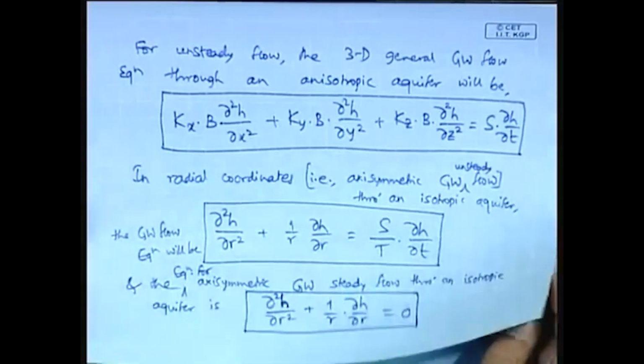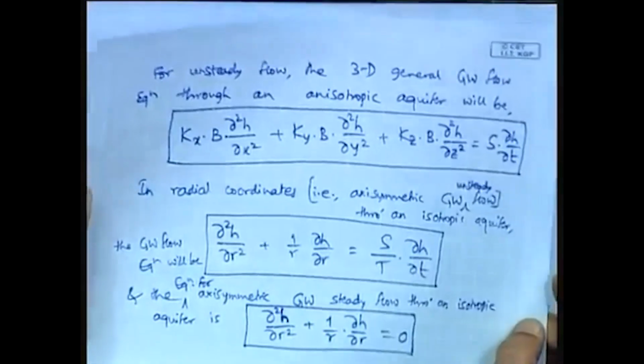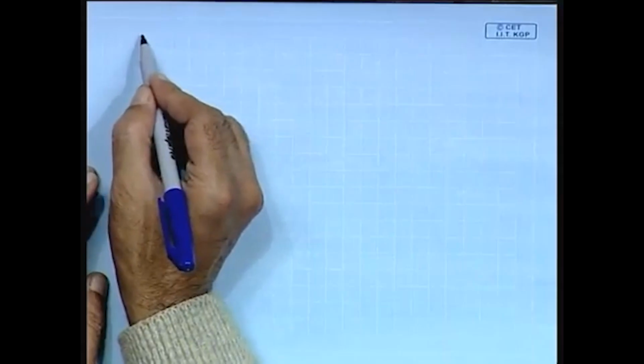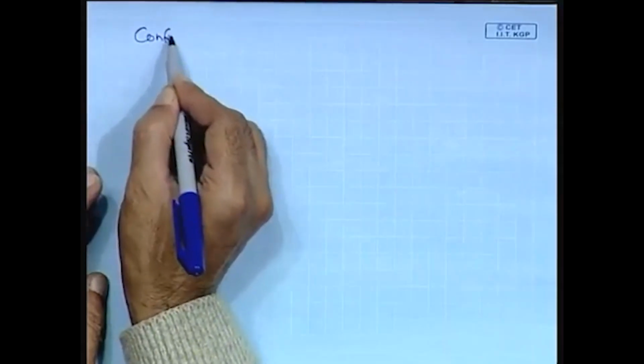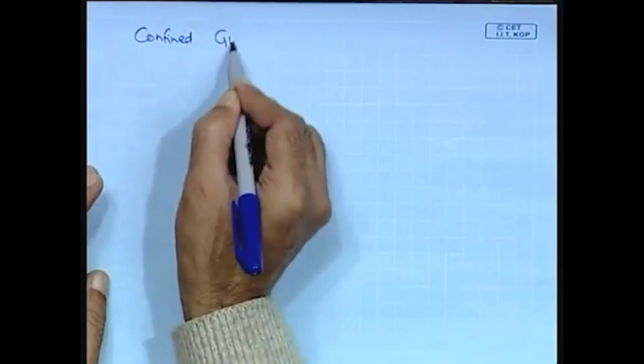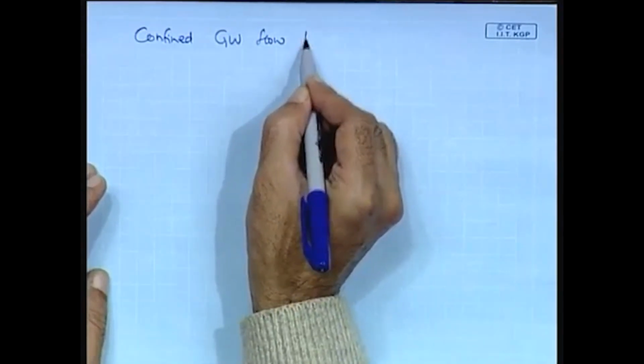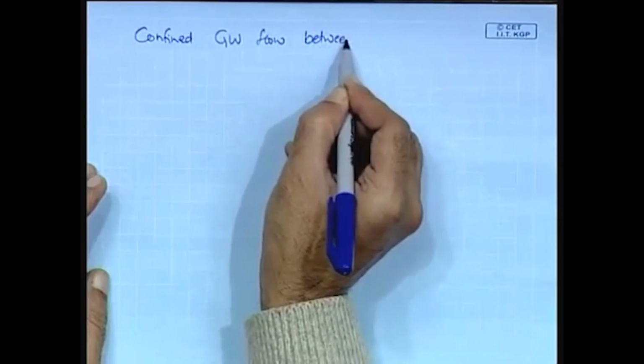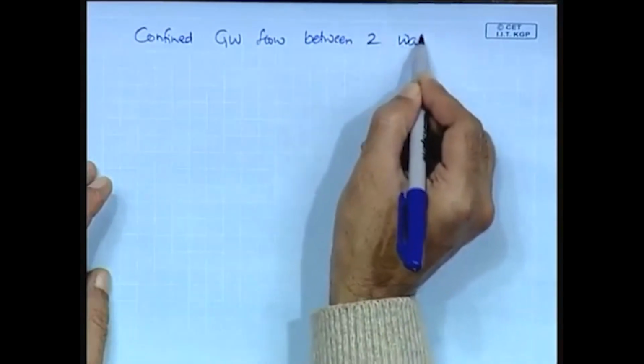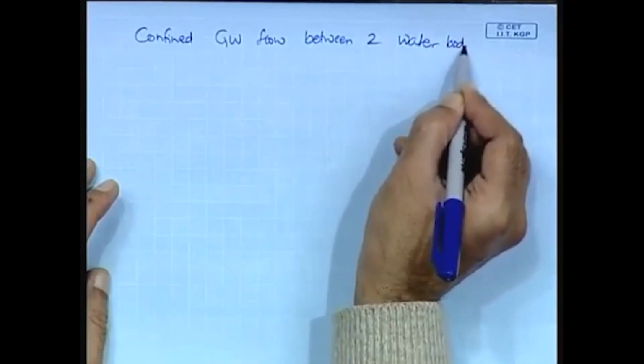So, now let us consider the confined groundwater flow between two water bodies.